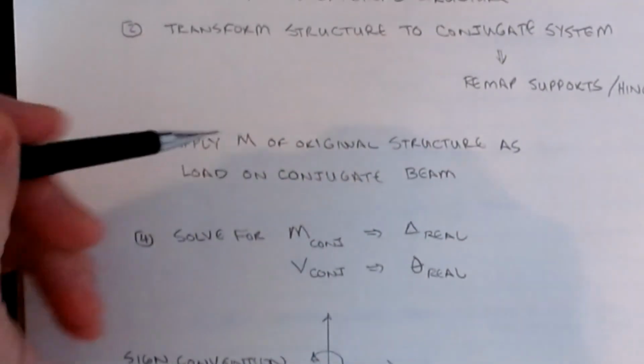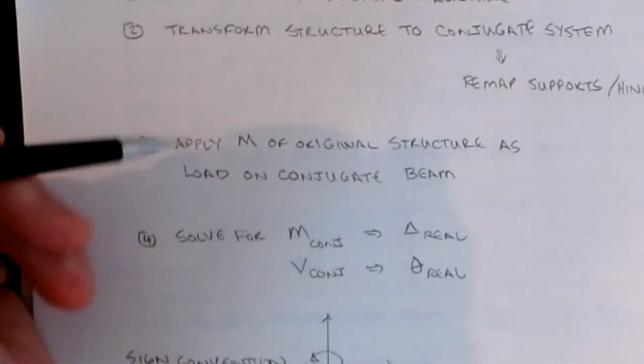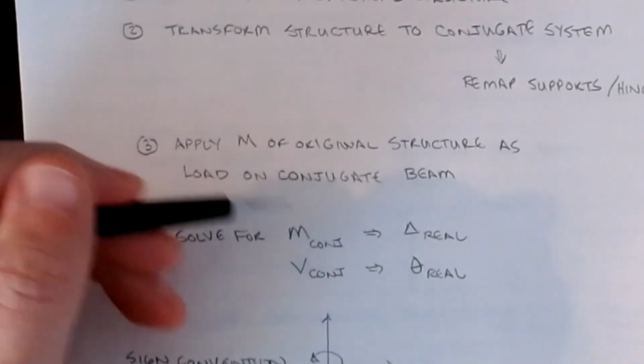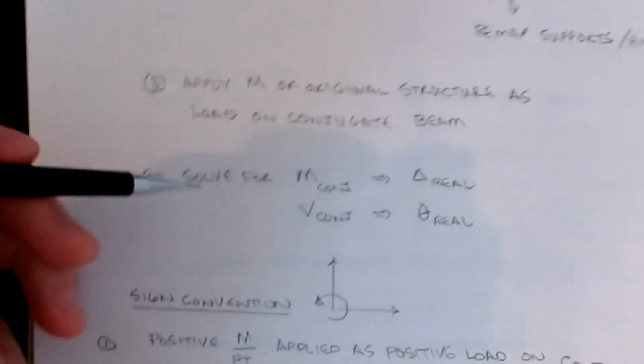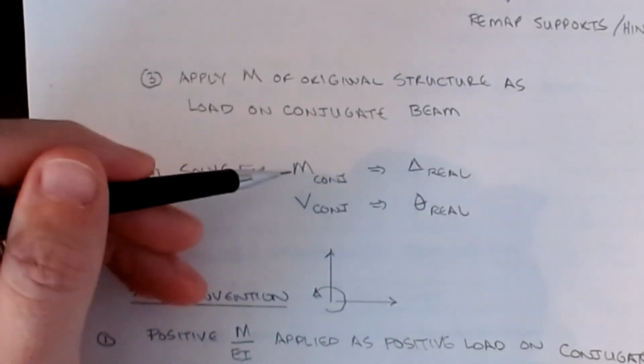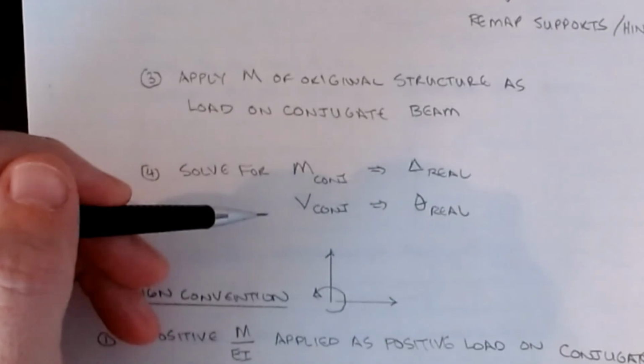We're going to take the moment diagram of the original structure as the loading on the conjugate structure. This is the one that's kind of unusual, and I'll show you what that means here in just a second. Then all we have to do is, on the conjugate beam, solve for the moment and the shear at the point that I'm interested in.